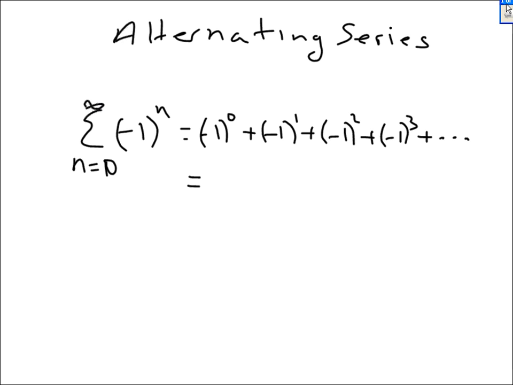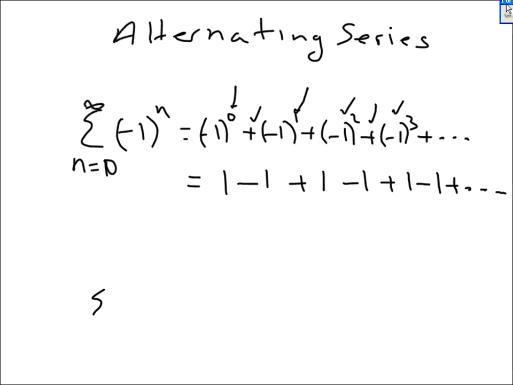Negative 1 to the 0 is 1. Negative 1 to an even power is 1, and negative 1 to an odd power is negative 1. Adding negative 1 is the same as taking away 1. Negative 1 squared is 1, so plus 1. Negative 1 cubed is negative 1. Adding a negative 1 is the same as taking away 1. And the signs just keep alternating.